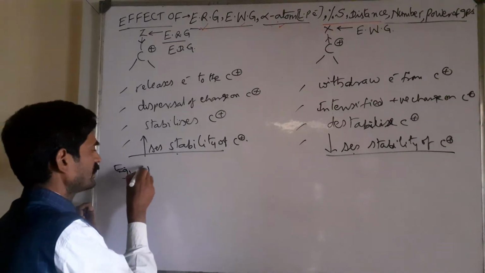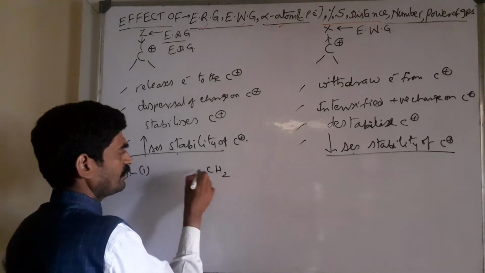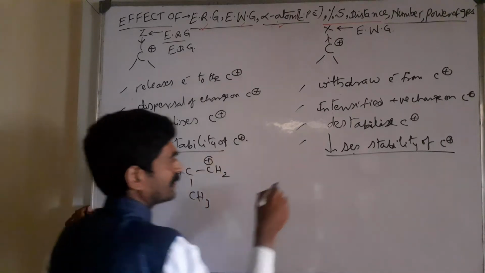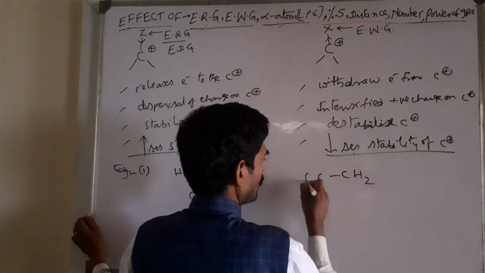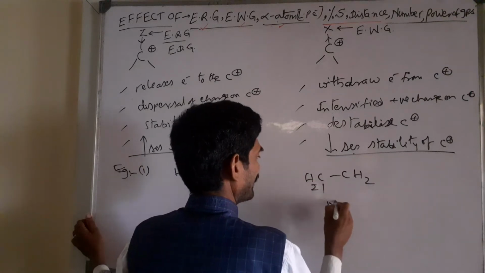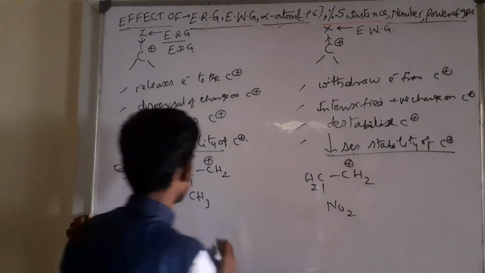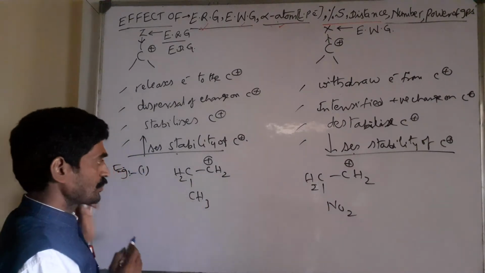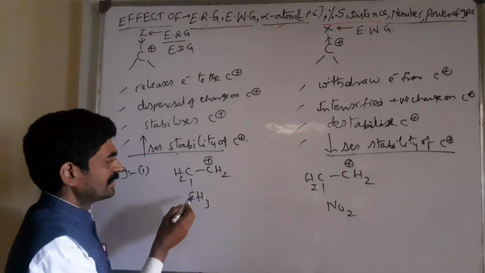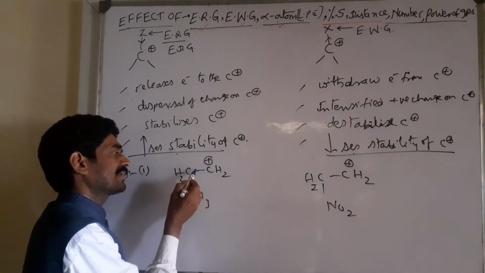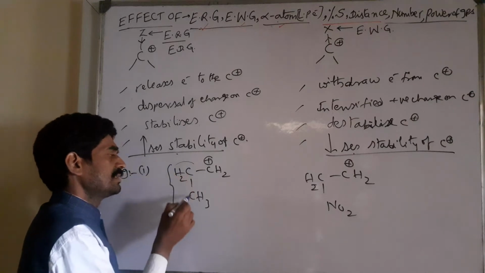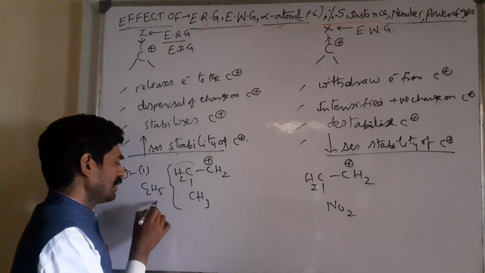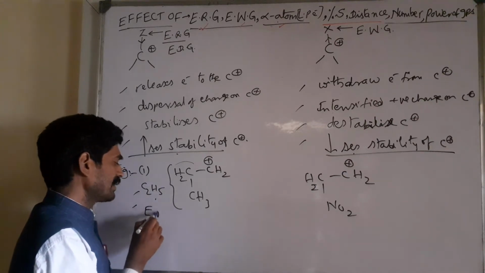So, for example, take a compound: CH3, then CH2, and here CH2, and here an NO2 group is there, and the carbon carrying positive charge, and here CH2, right? Yeah. Now, this carbon carries the positive charge, right? Then this carbocation is bonded to a CH3 CH2 group, an ethyl group. Now, this is an electron releasing group. It is an electron releasing group.